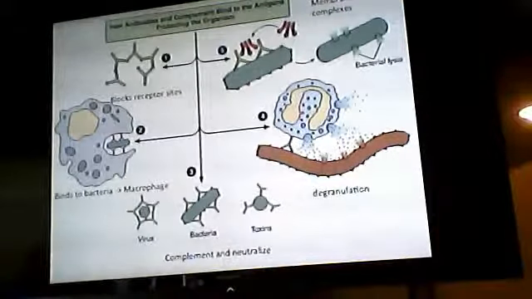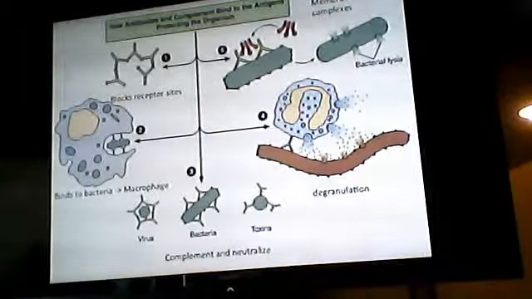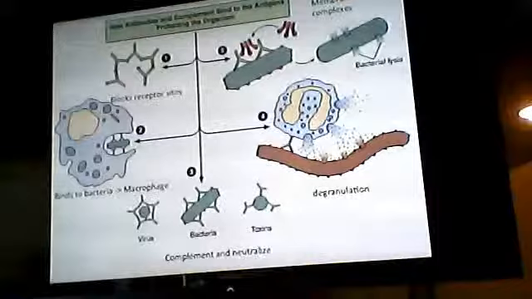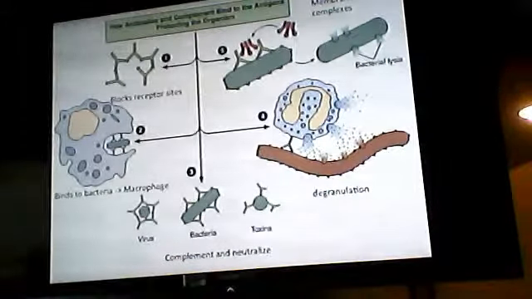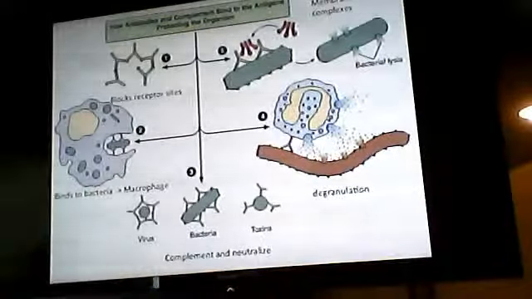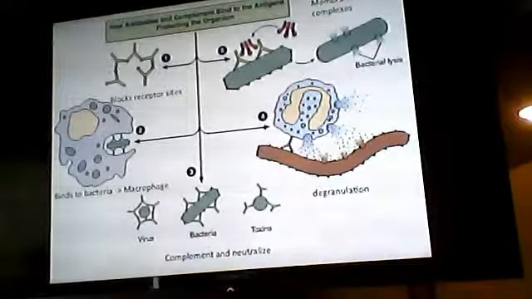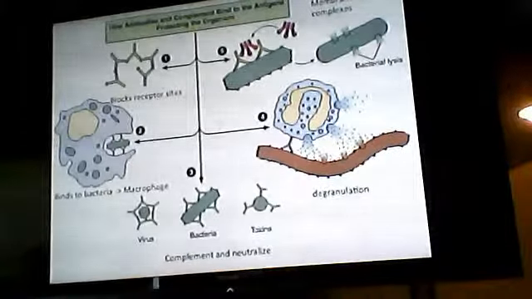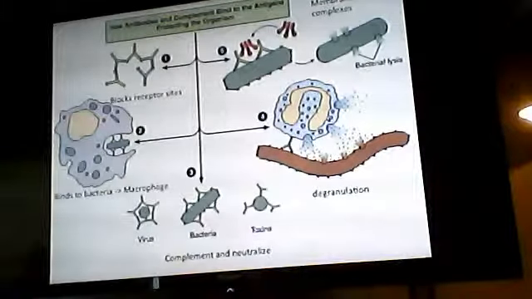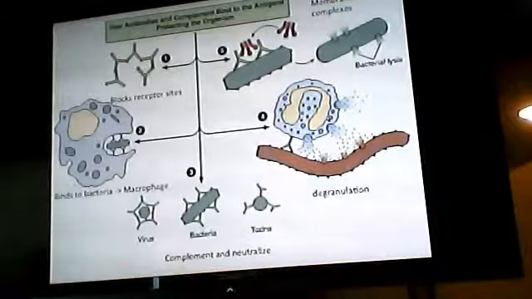Let's see. So these are the different ways antibodies can work. One, you can block receptor sites. So you have the antigen, and the antibody can bind to whatever is floating around. It could be a toxin, a protein, whatever. It just blocks it, so it can't bind to anything else. Two, it could bind to a bacteria, and if it binds to a bacteria, it could be like a tag.